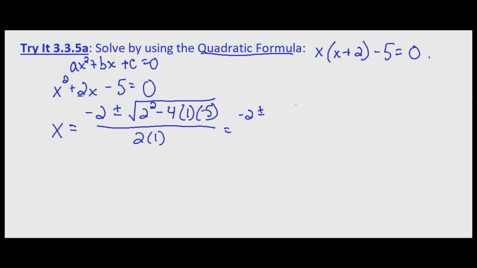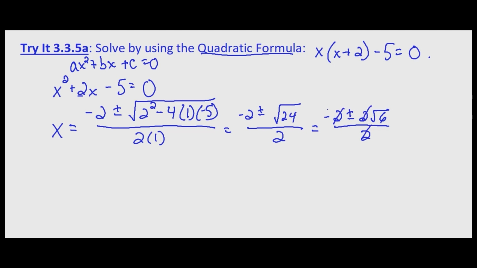That equals negative 2 plus or minus the square root of 2 squared, which is 4, minus 4 times negative 5. That's going to be minus negative 20, which is plus 20. So 4 plus 20 is 24, all over 2. That equals negative 2 plus or minus. This simplifies to 2 times the square root of 6, because 24 is 4 times 6. So 2 times the square root of 6, all over 2.